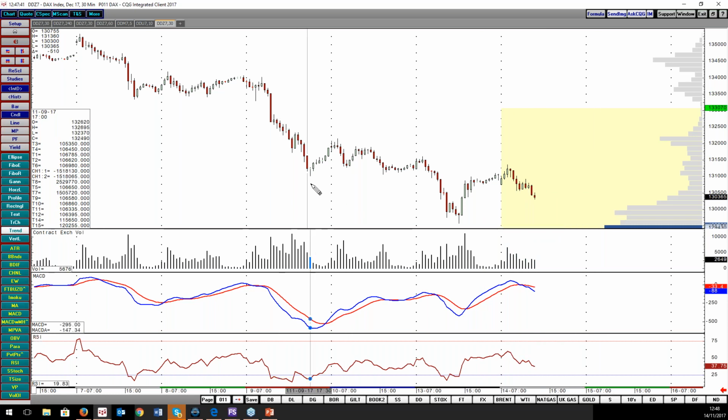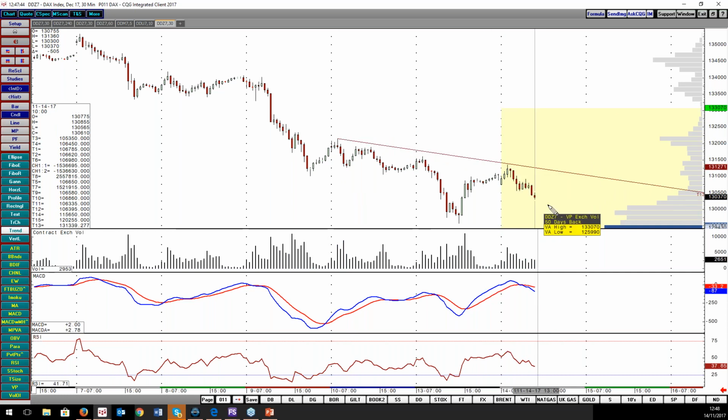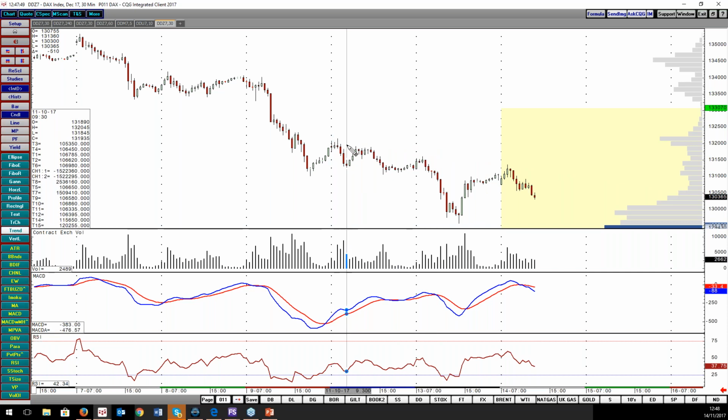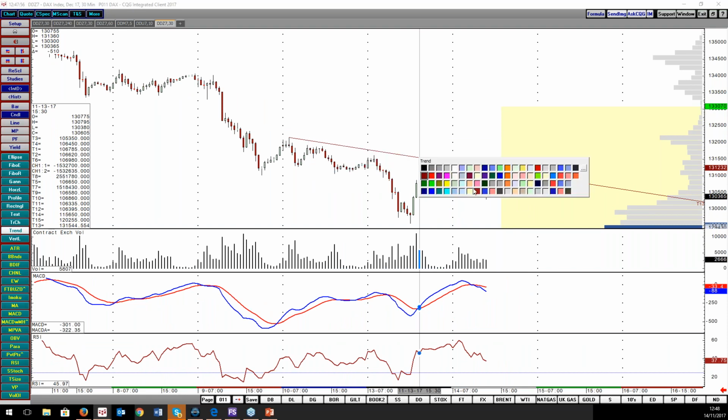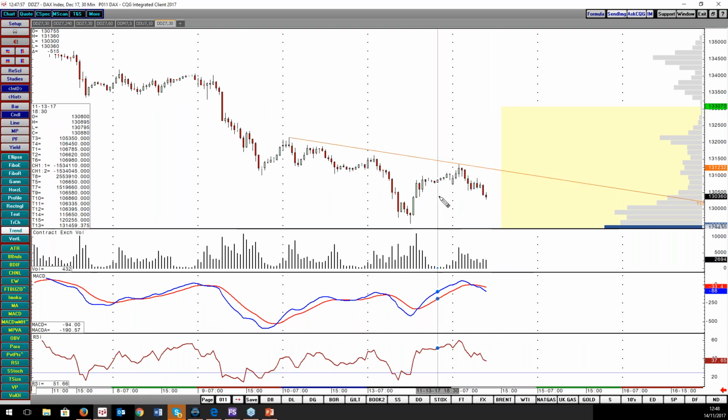What you could do, this is the moment where you say, we don't know yet, but let's put a neckline on it, which is joining that high to that high. We'll make that orange. So we don't know at the moment. Actually, at the moment it's just a downtrend, yeah? Lower highs and lower lows.